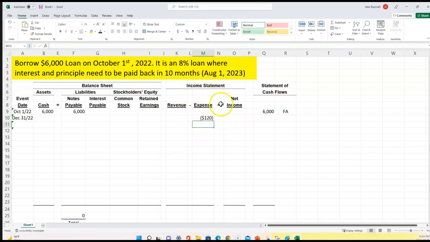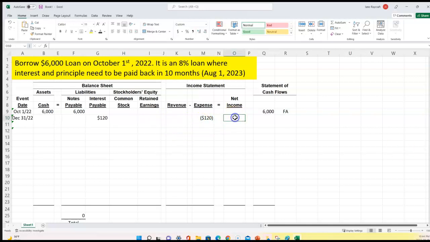So we'll need to update that income statement to show the cost of using the money during the time period, during 2022. We're also going to show, oh darn, hey, we owe $120 at this point in time. We don't need to pay it yet. We're not going to pay it back until August, but we've been using the money. We definitely owe that interest.